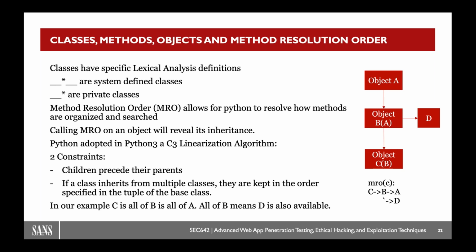The way that they do this, if you're that interested in it, is something called the C3 linearization algorithm. What it says is a child precedes their parents, and if a class inherits from multiple classes, they're kept in the order specified by the base. So for example, in our example here, when I call the MRO of C, C is inheriting B, B is inheriting A. Oh, and by the way, because B has an object of D, it's also inheriting D, right? So all of these things are there for me to use when I call C.